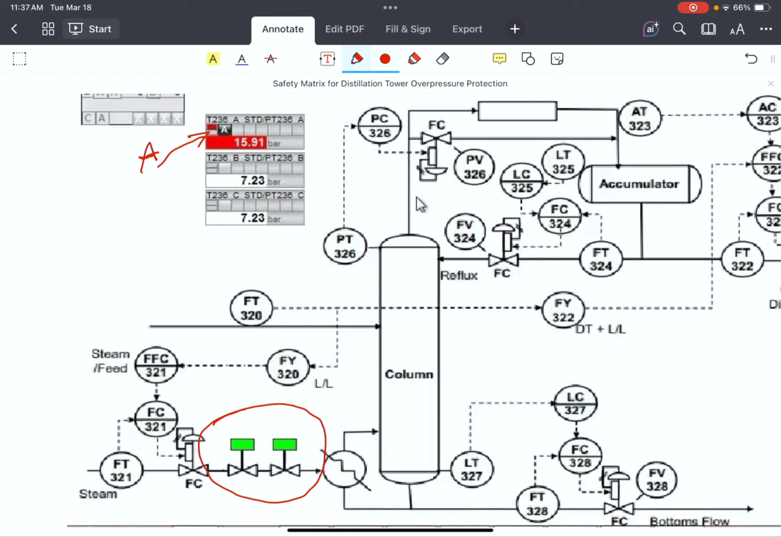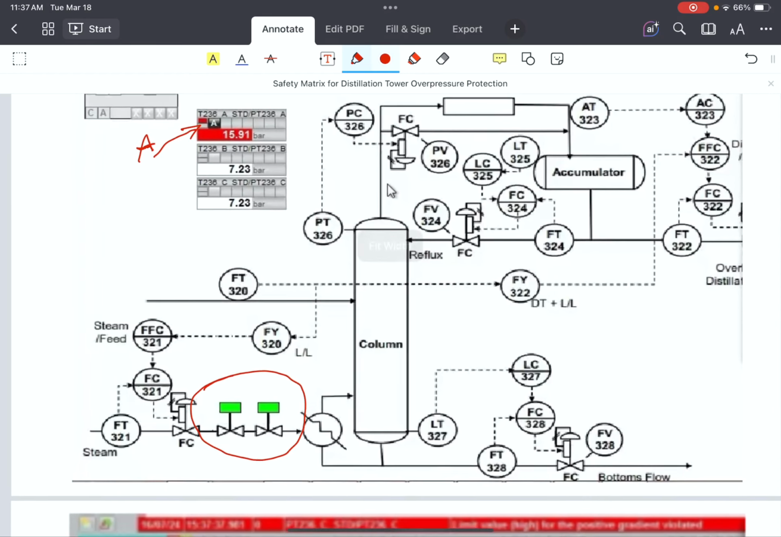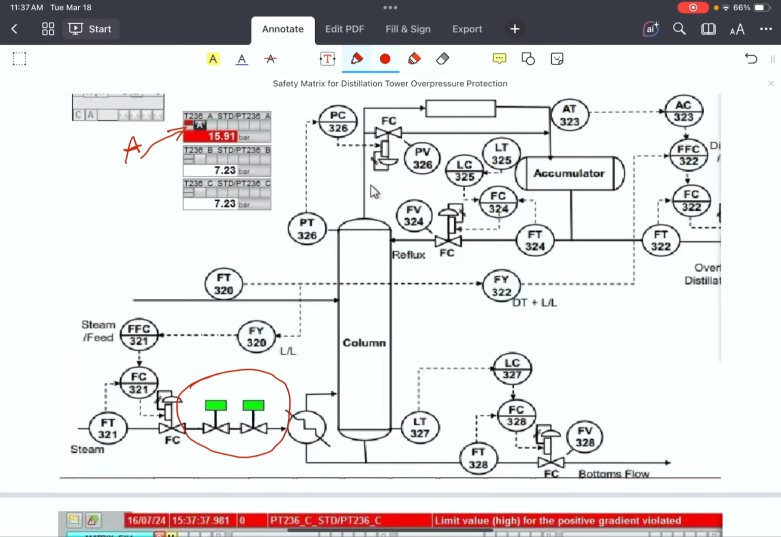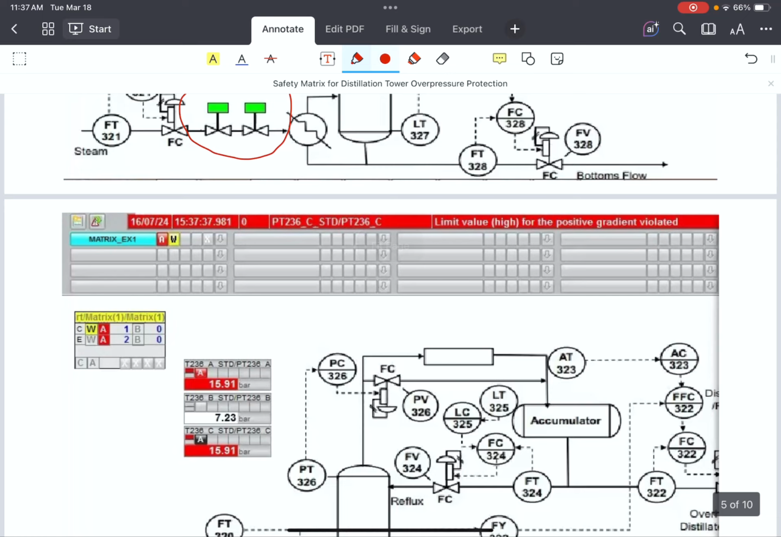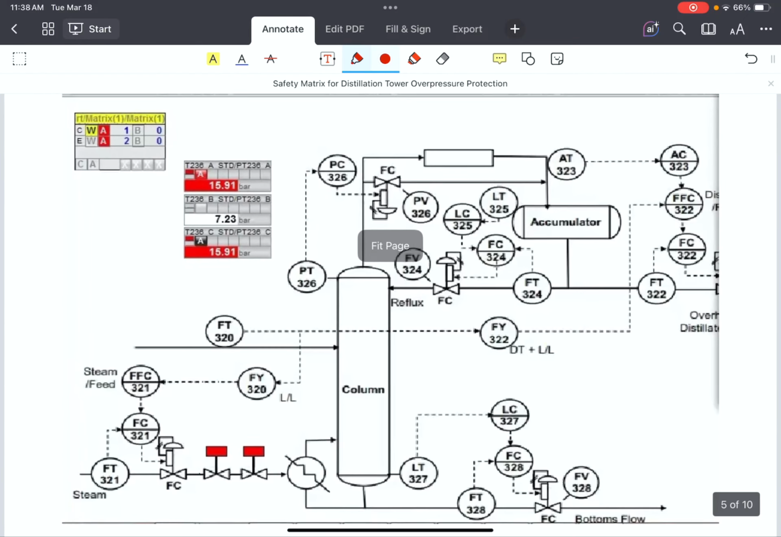Possibly the transmitter is faulty, and we need to check and rectify the problem. But the system is working fine. The safety system and the control system are working fine with one violation. But when we have transmitter A and transmitter C, 2 out of 3 transmitters, violating the high safety limit, the steam valve should shut down.